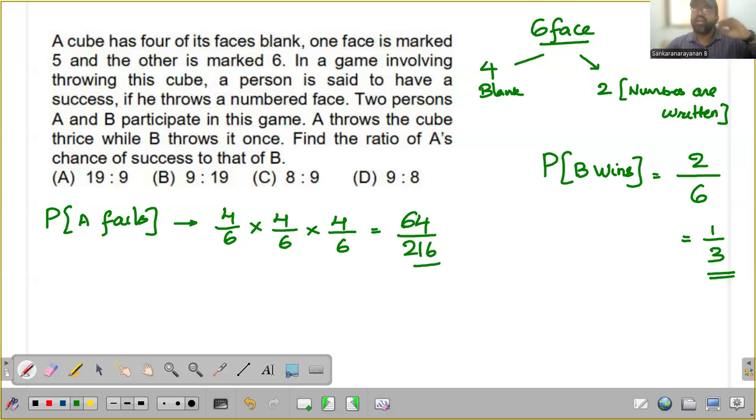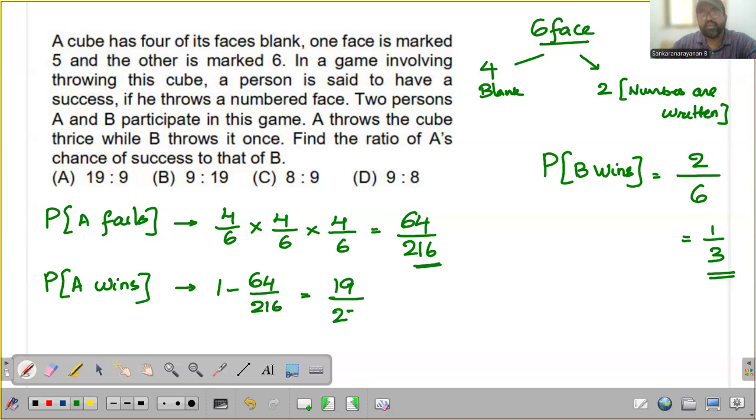But this is the case where A fails. We are not focusing on A's failure, right? We want to find out the chance that A succeeds. So what is the probability that A wins when making 3 attempts? That is nothing but 1 minus 64 divided by 216. I have done the calculations for you already. 1 minus 64 by 216 gives 152 divided by 216. Upon simplification, this will come as 19 upon 27.